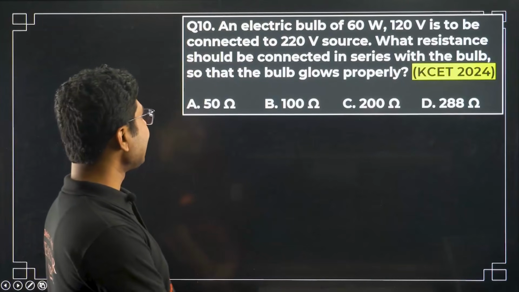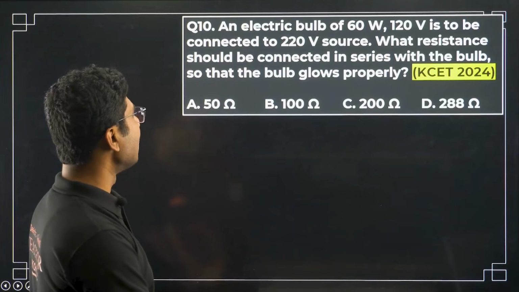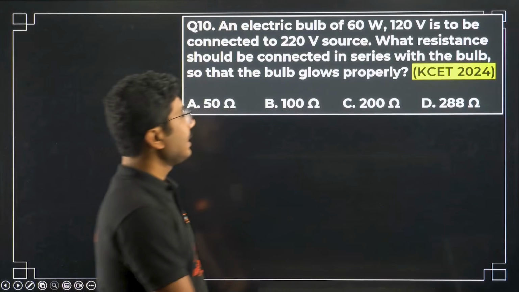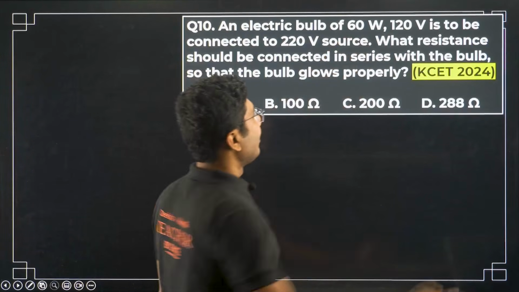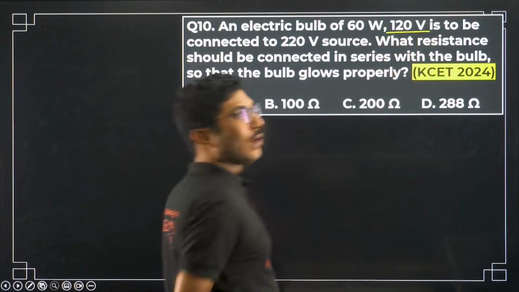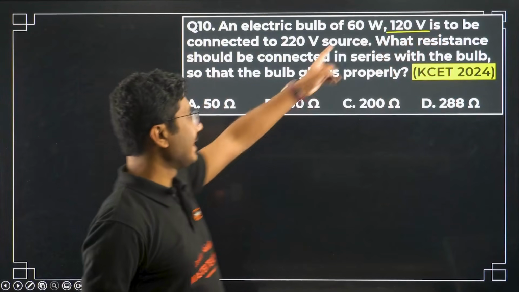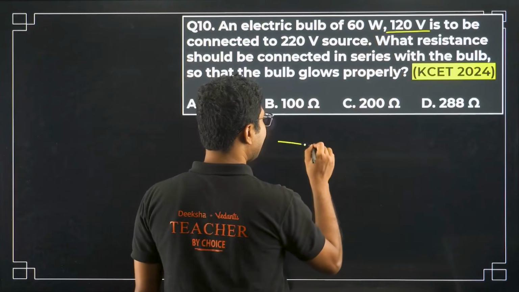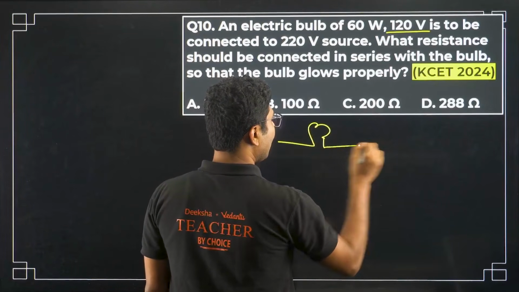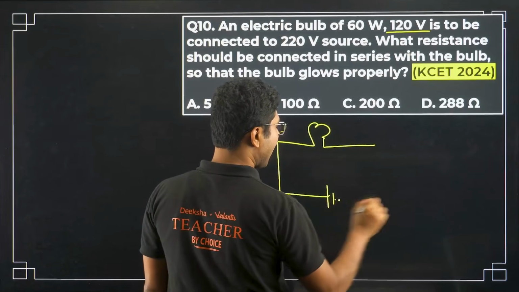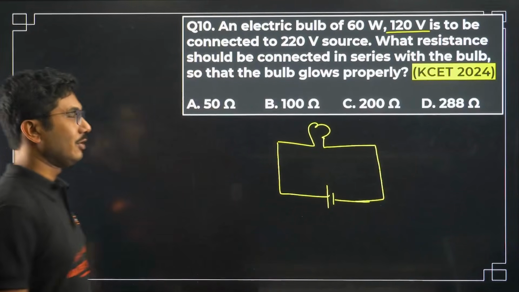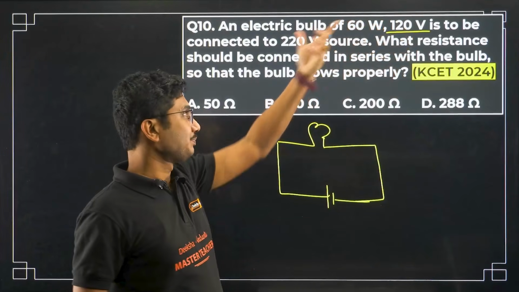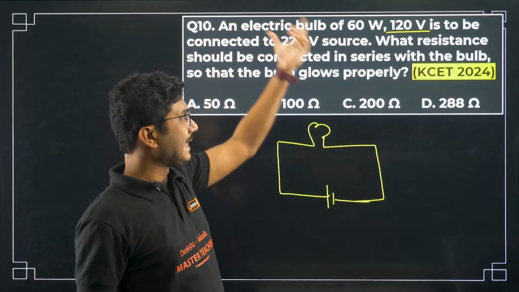What resistance should be connected in series with the bulb so that the bulb glows properly? As you can see, the voltage of the bulb is 120 volt. The power rating is given as 60 watt. If you connect this bulb directly to the source, the bulb might get fused, because the voltage rating of the bulb must be the same as the supplied voltage.